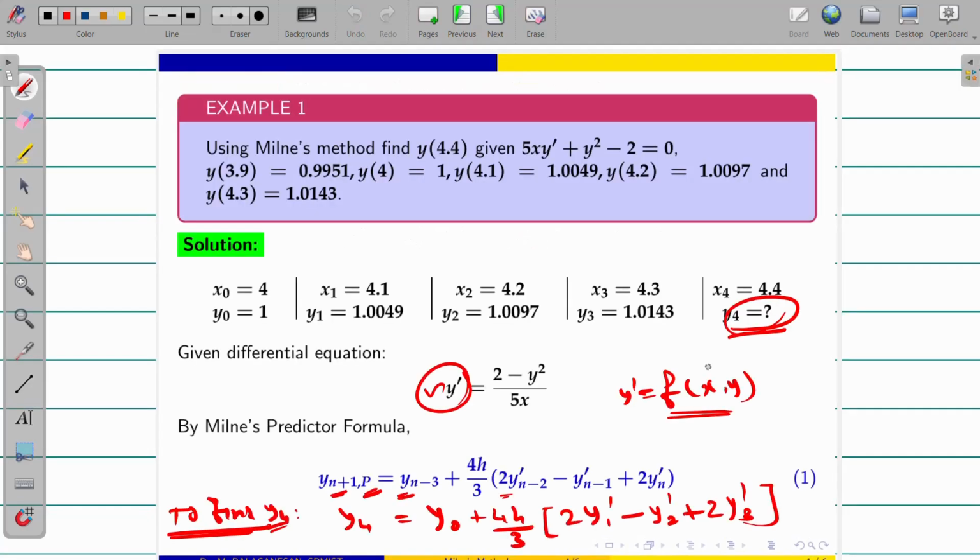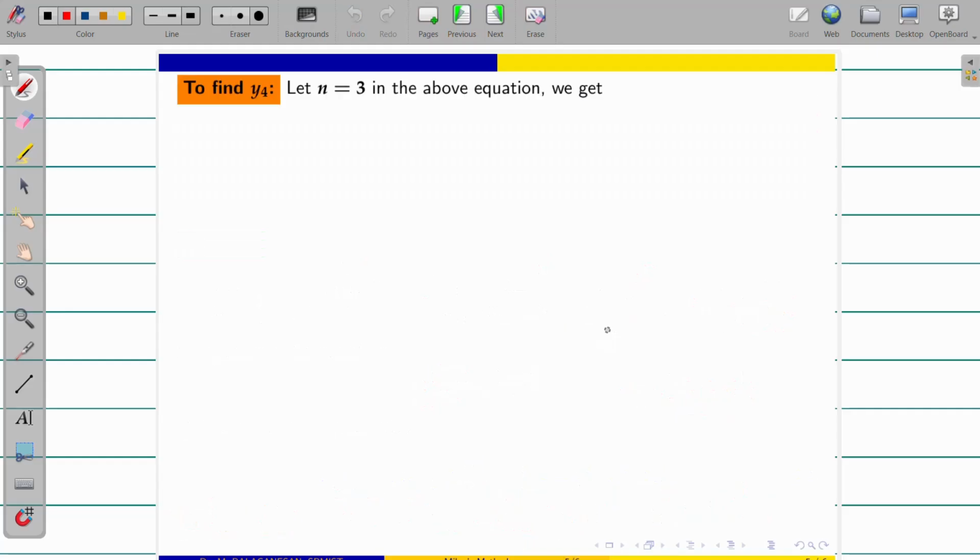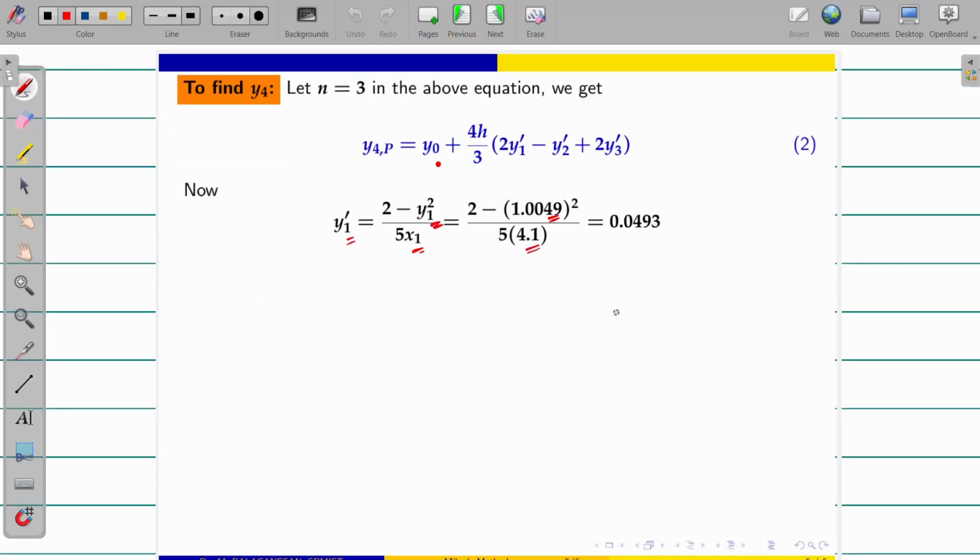Look at that. I will explain with the help of this. X1, y1, this value. Similarly, x2, y2, x3, y3. From here only, we are going to consider those values. Right. Substitute that value. You can get y1 dash.